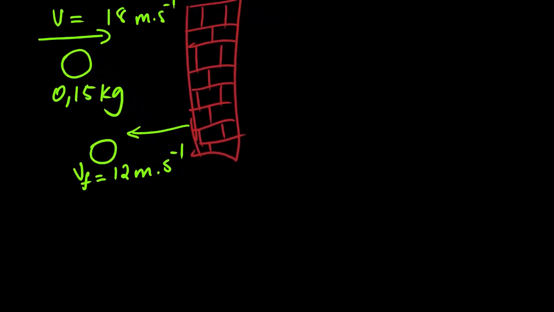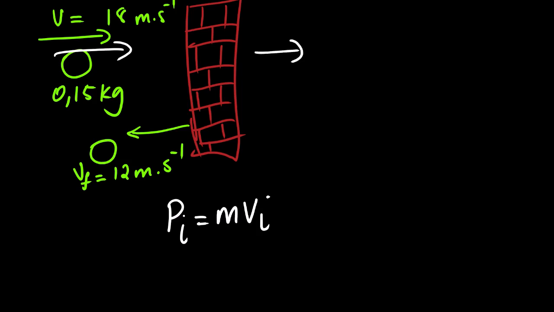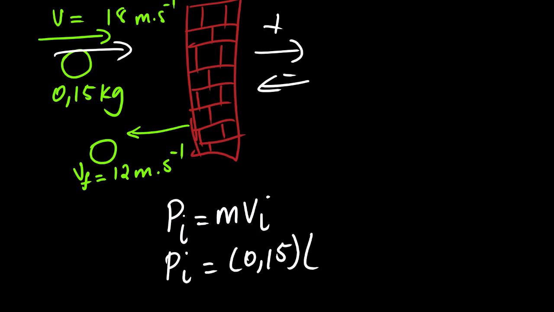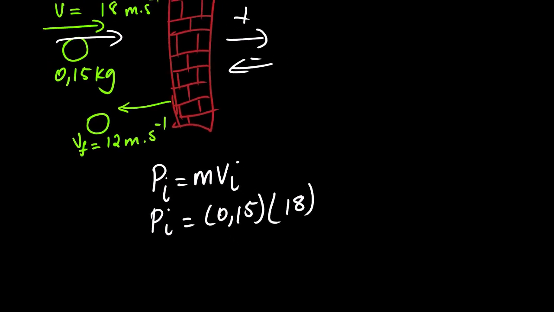Now let us start with the first one. We need to calculate the initial momentum of the ball. Now initial, we actually mean when it moves towards. So we take right as positive, left as negative. Pi is equal to the mass 0.15, the velocity is 18. It will be positive 18 since it's moving towards the wall. We get that the momentum is 2.7 kg meters per second.